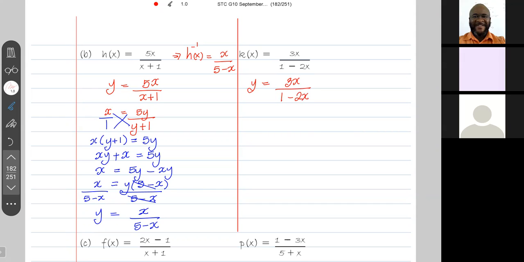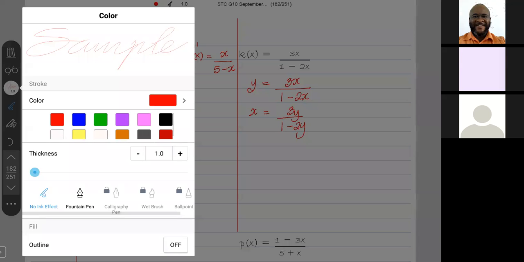Now, step 2 is to interchange x and y. Wherever I see x, I'm going to put y. Wherever I see y, I'm going to put x. So this is 3y over 1 minus 2y. Now, step 3 is to make y the subject again.